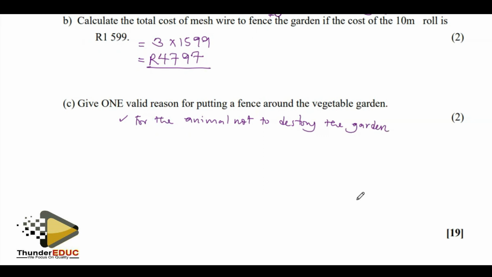Then the other one, what would it be? Also to protect your garden from intruders.